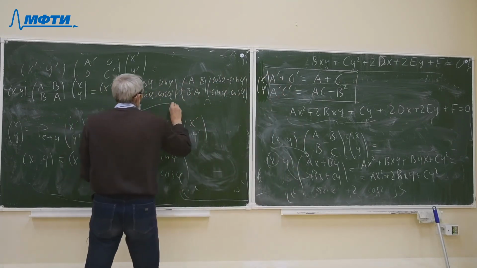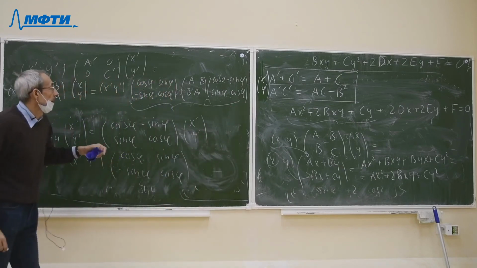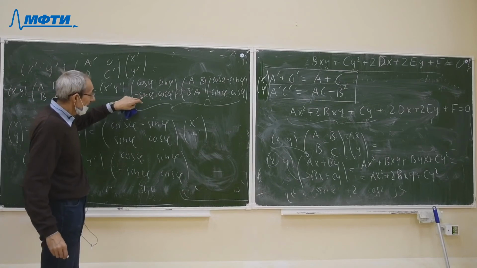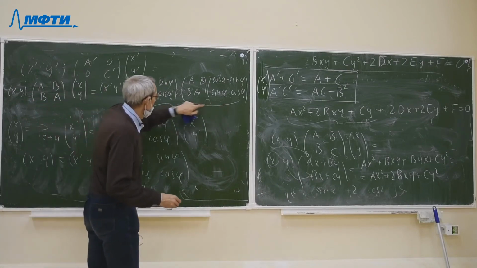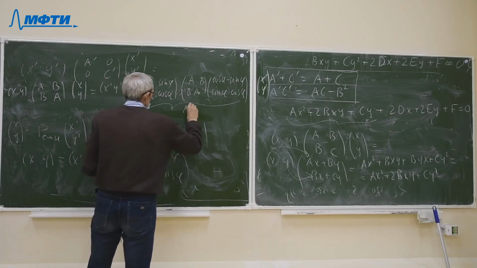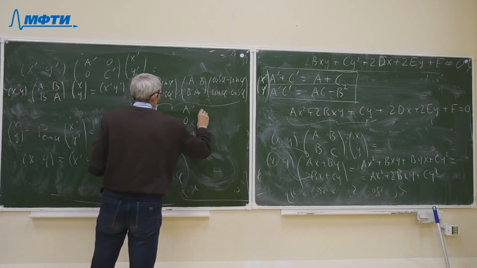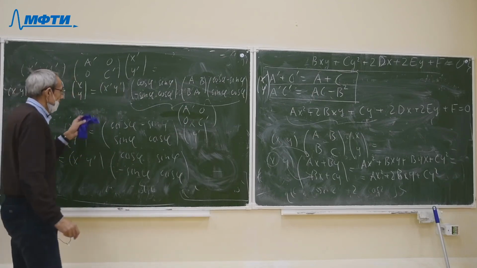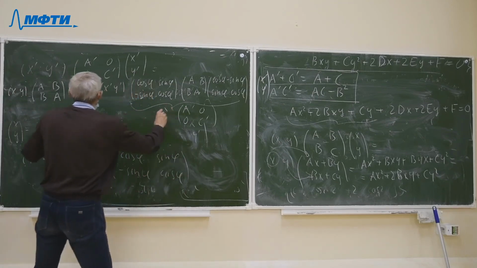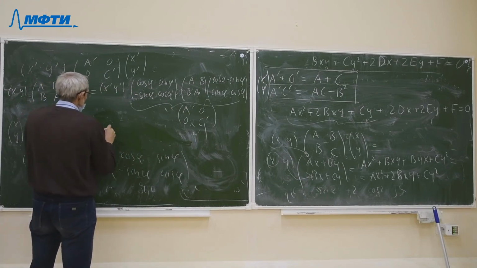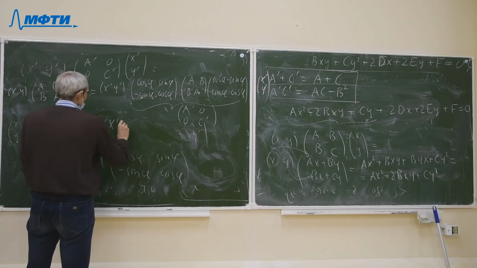And our claim is to choose the angle phi such that this product of the matrices is equal to A prime C prime. And we obtain the following final equality.